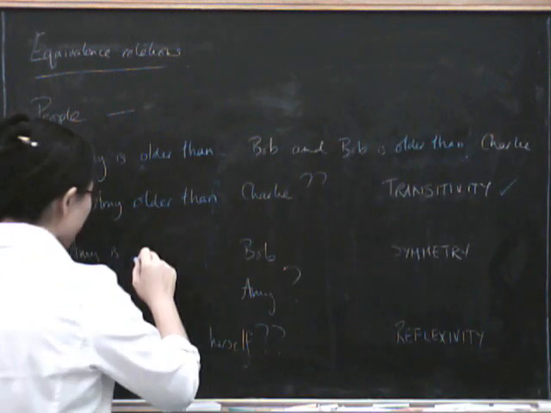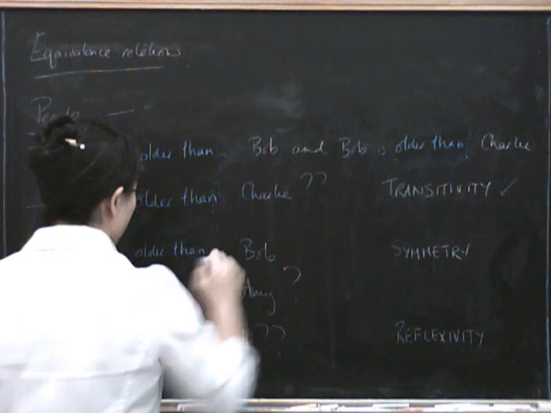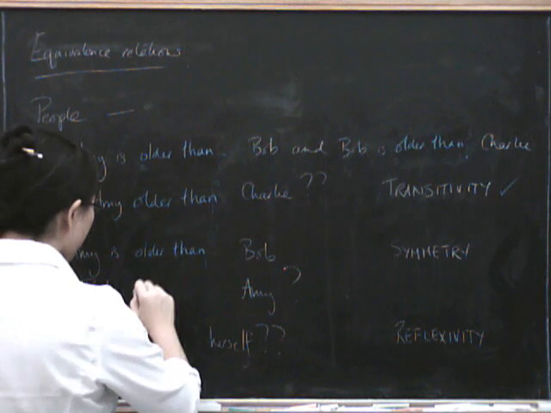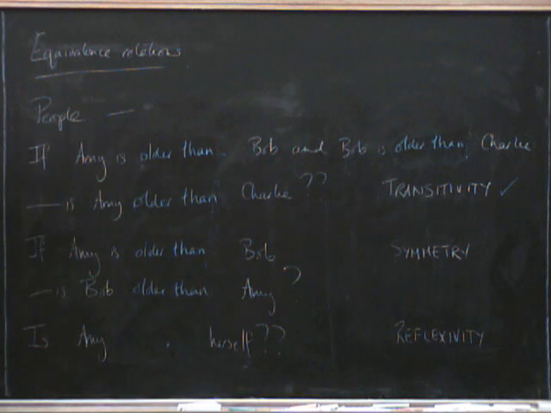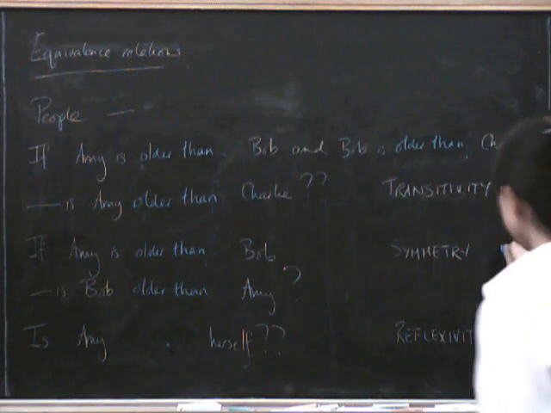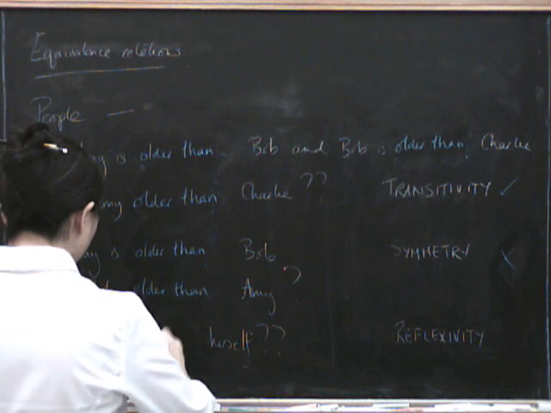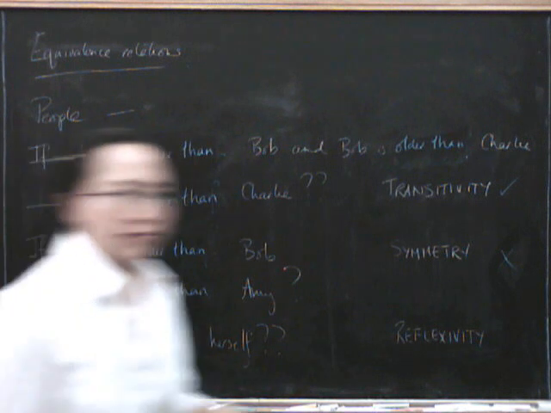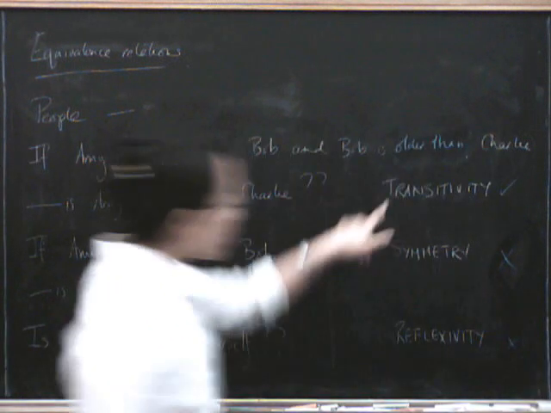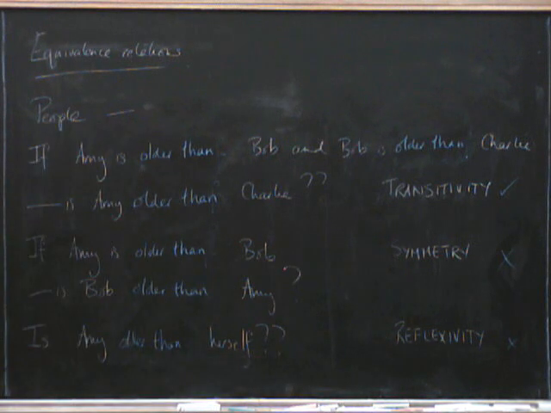What about if Amy is older than Bob? Is Bob older than Amy? Well, that's clearly rubbish, so this isn't symmetric. And finally, is Amy older than herself? Well, that's clearly rubbish as well. So this one is only transitive, and it's not symmetric, and it's not reflexive either.